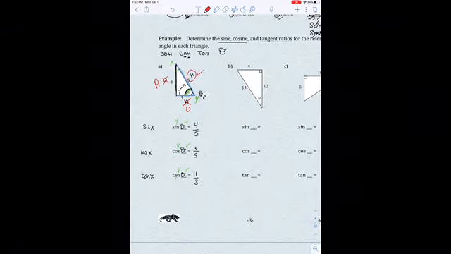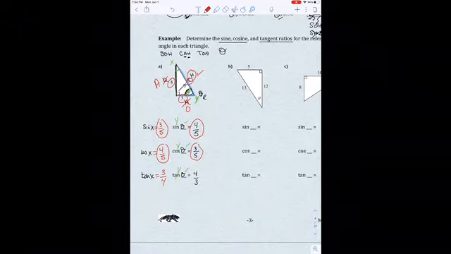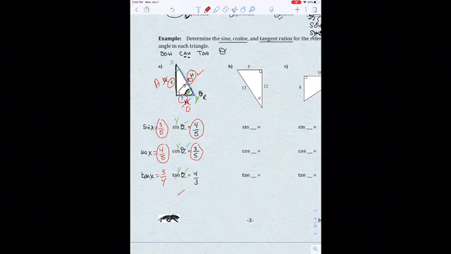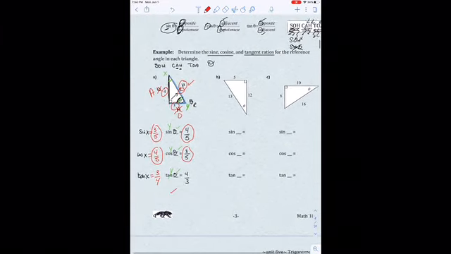So sine of X would be 3 over 5. Cosine of X would be 4 over 5. Notice how they've changed. This was 4 over 5. This is now 3 over 5. This was 3 over 5. It is now 4 over 5. And tan of X would be 3 over 4. So if you understand that, you are well on your way to understanding trig. Let's look at the next one here.